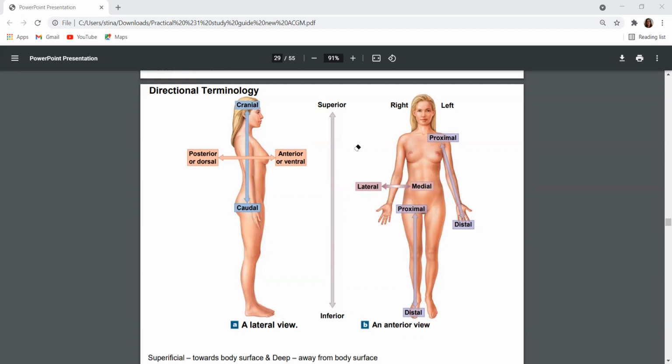Okay. Then right in the middle of this picture here, you will see the terms superior and inferior. Superior means towards the top, and inferior towards the bottom. So when we're looking at these pictures, your hip would be more superior to your toes, because your toes would be more inferior. Your hip is superior to the toes because it's more towards the top, and your toes are more inferior because they're more towards the bottom.